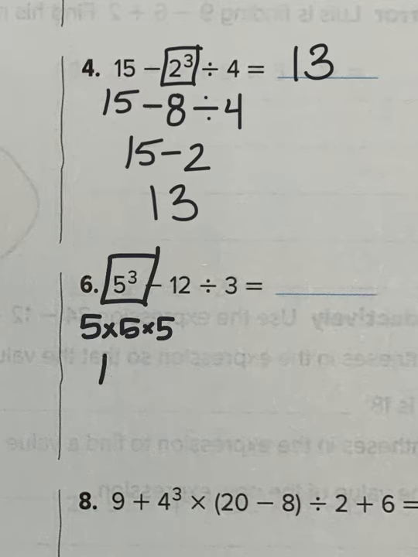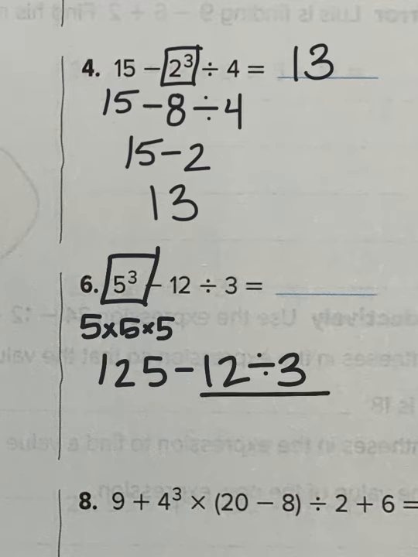Which will be 125. Bring down the rest of my expression so I know what I'm working with. We know we don't have parentheses. We just did our exponents. Next would be multiply and divide from left to right. I don't see any multiplication, so we want to do our division, which is our 12 divided by 3. So we'll go ahead and do that, which will be 4. Bring down the rest of my expression.